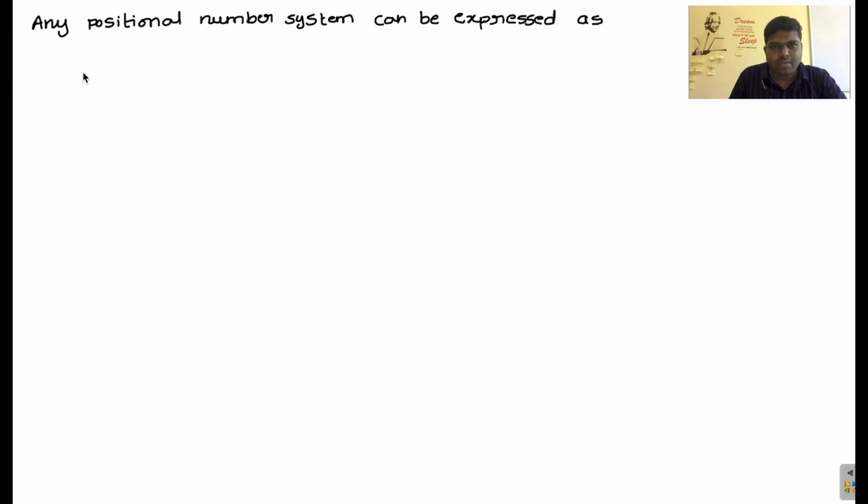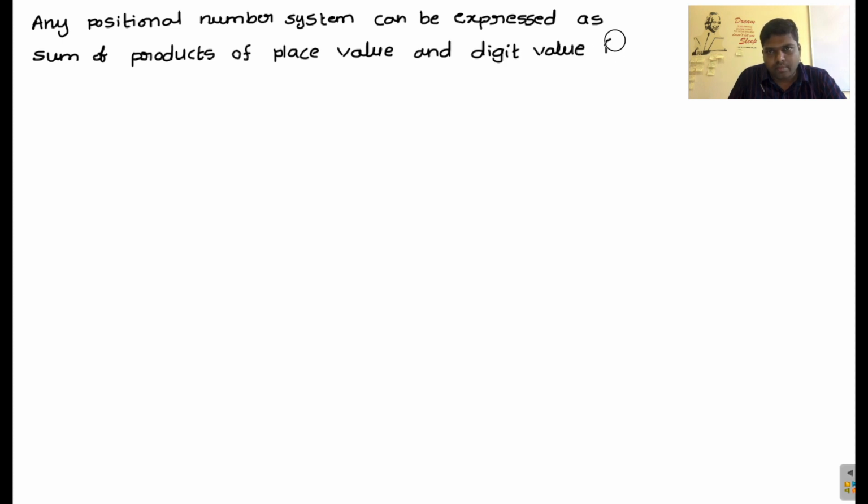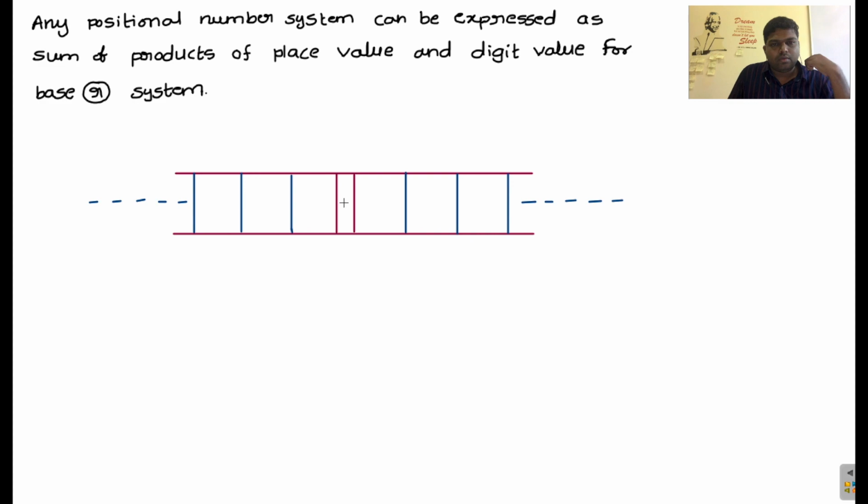Any positional number can be expressed as a sum of products of place value and digit value for a base R system. Here this is the decimal point, and next, this position is R power 0, this one is R power 1, and this position is R power 2, like that.